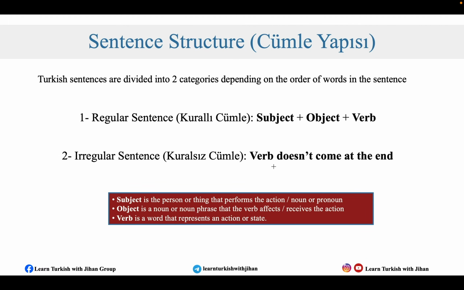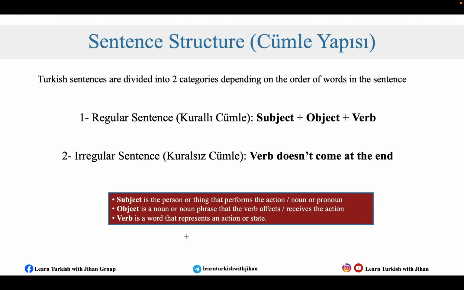So we'll talk about each category alone, but let's do a small reminder. I'm sure you know them. What's a subject, object, and verb? A subject is the person or thing that performs the action, a noun or a pronoun. The object is a noun or noun phrase that the verb affects or that receives the action. The verb is a word that represents an action or a state.